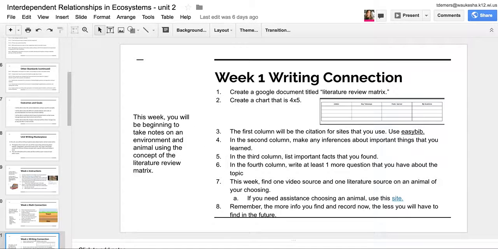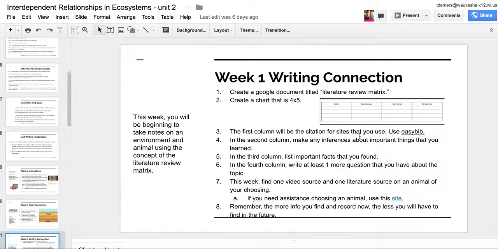For your writing connection this week, you're going to be starting some of the research on your animal. With that, you're going to be creating another literature review matrix, which should be set up just like the one from the last unit, which would be on your Aurora Borealis. You're going to have a chart that is 4 by 5, so 4 across and 5 down.